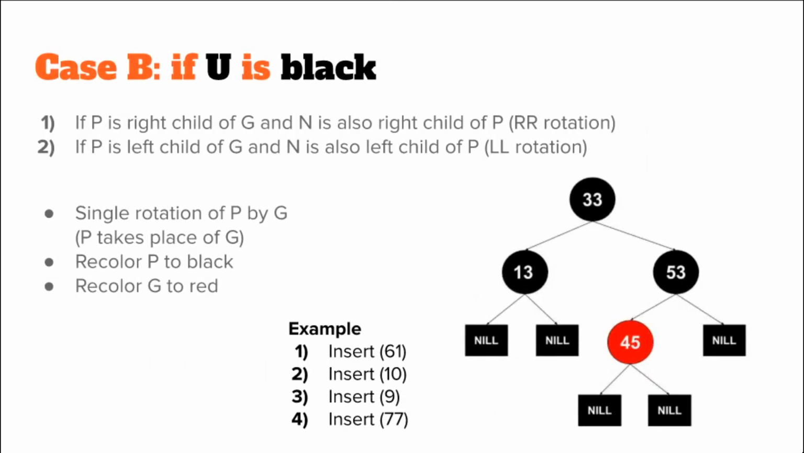Case B. When uncle node is of black color. Now, if node N is a right child of parent node P and P is a right child of grandparent node G, then the single rotation called RR rotation is performed. In another case, when the new node N is a left child of parent node P and P is a left child of grandparent node G, then the single rotation called LL rotation is performed. Both RR and LL rotation mean rotating parent node P by grandparent node G.